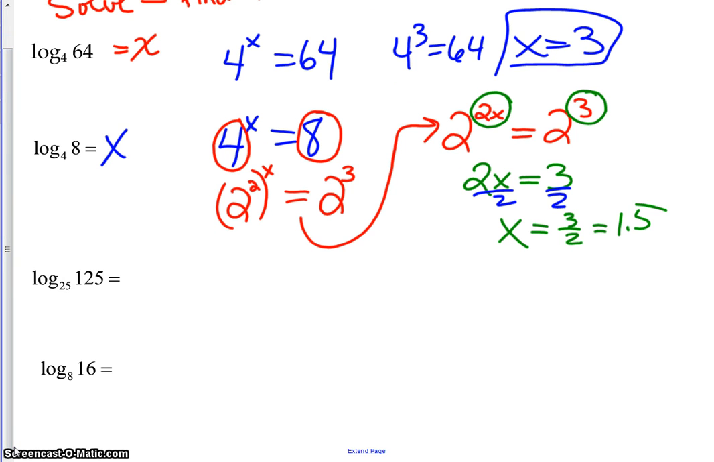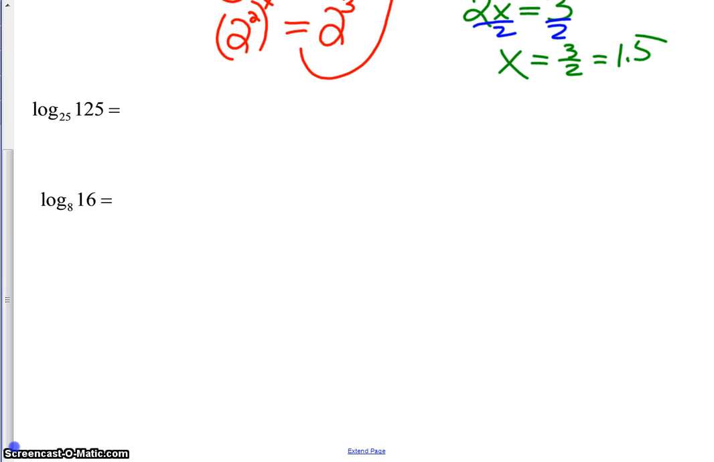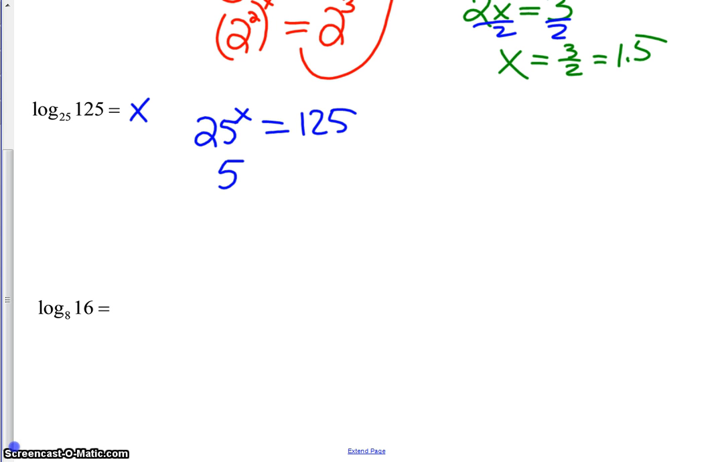Log base 125, or excuse me, log base 25 equals 125. So I'm going to set it equal to x. I'm going to say 25 to the x power equals 125. My next step is, how do I put them both with the same base? I think the most common base I would use here is a 5. This is 5 squared, and I'm just going to make it 5 to the 2x, because it was 5 squared and then taken to the x power. And so that's 2x. 125 is 5 to the 3rd power.